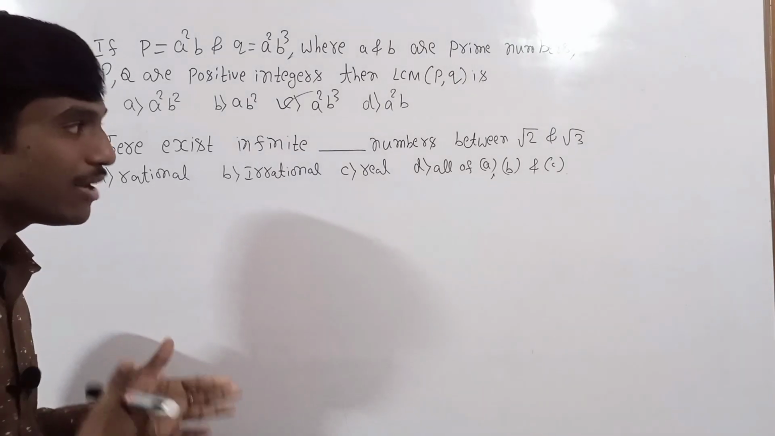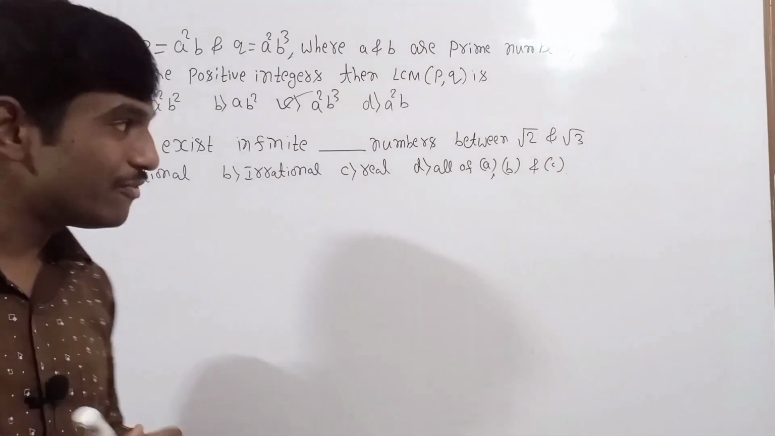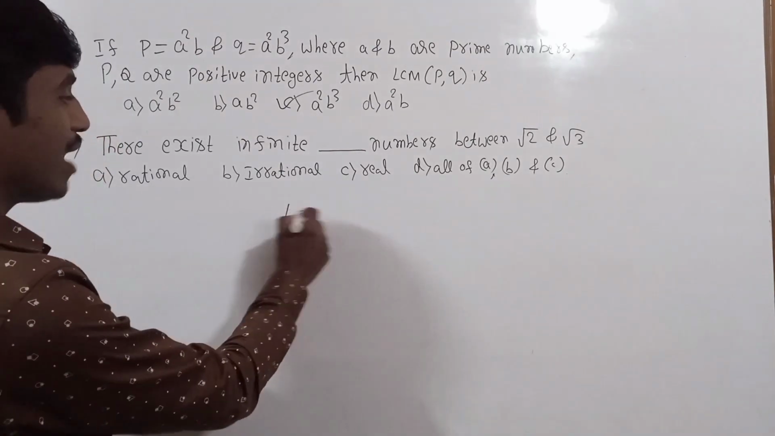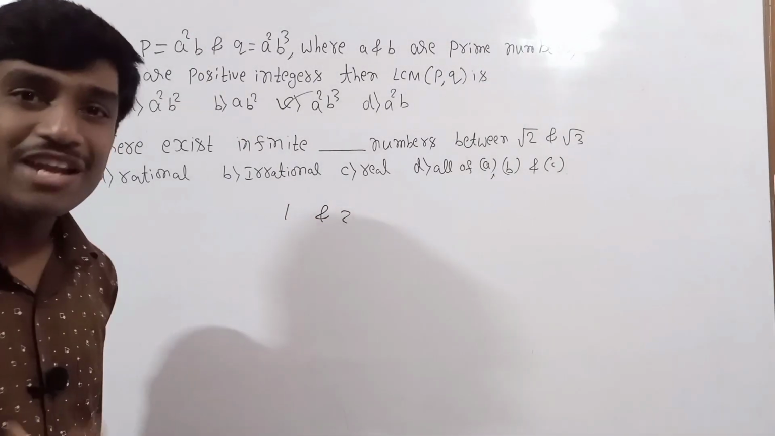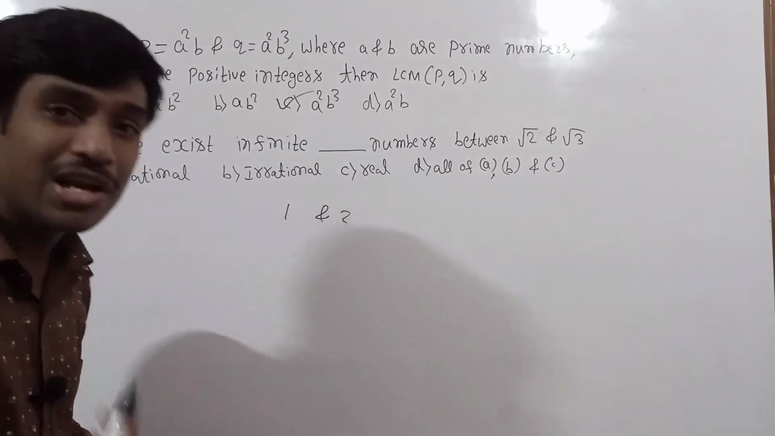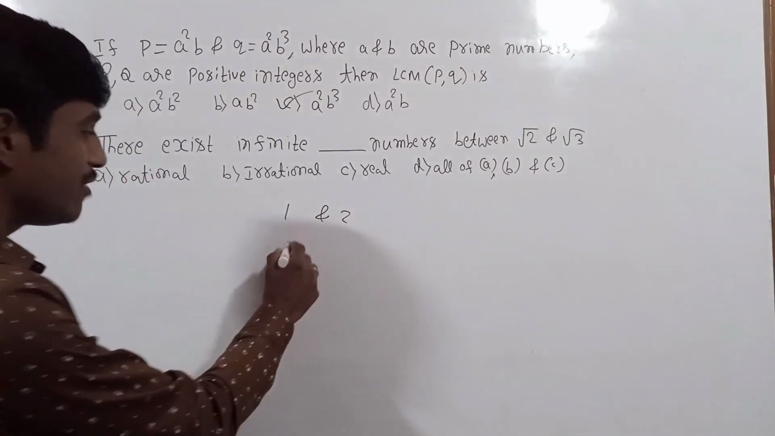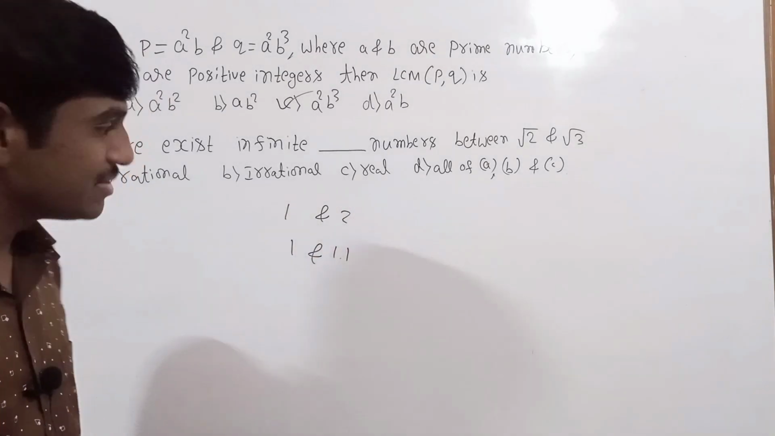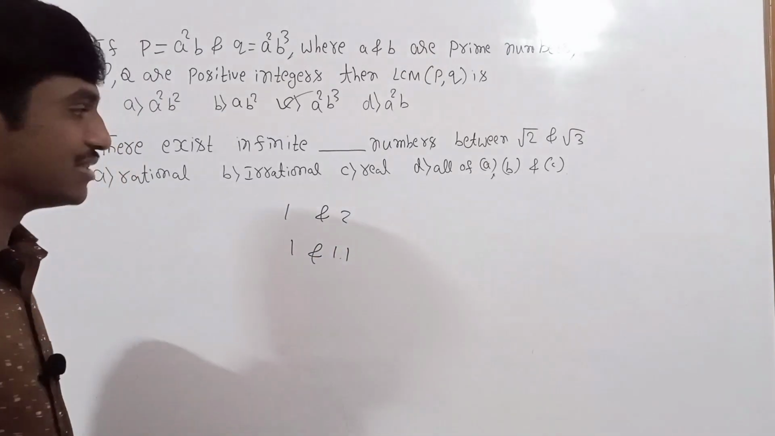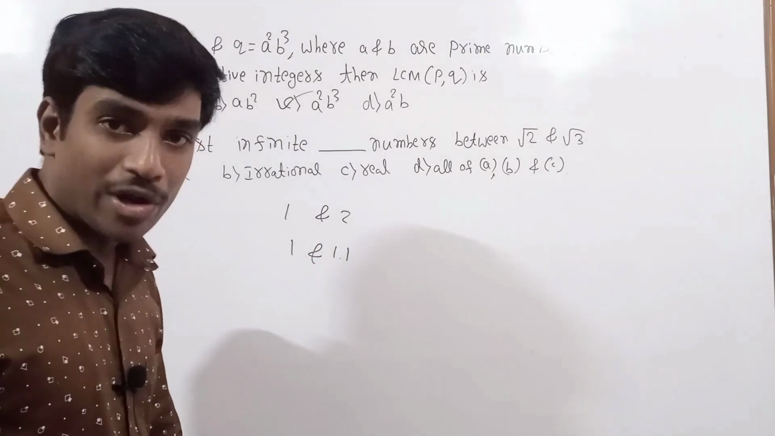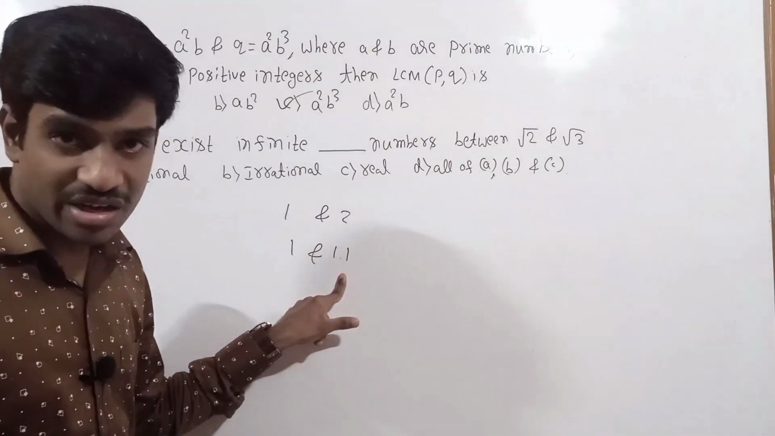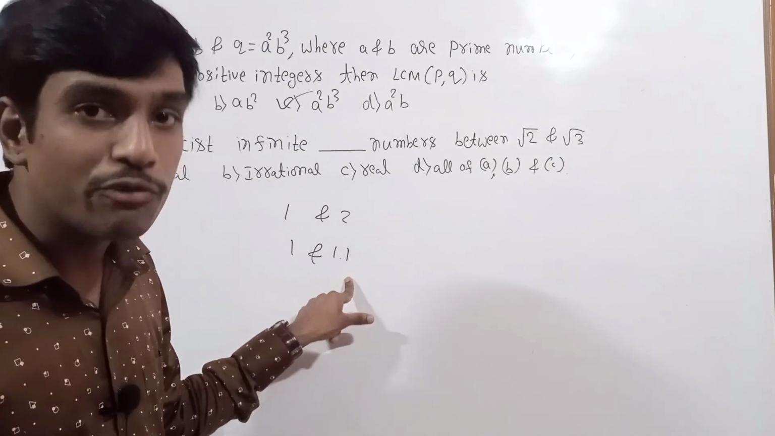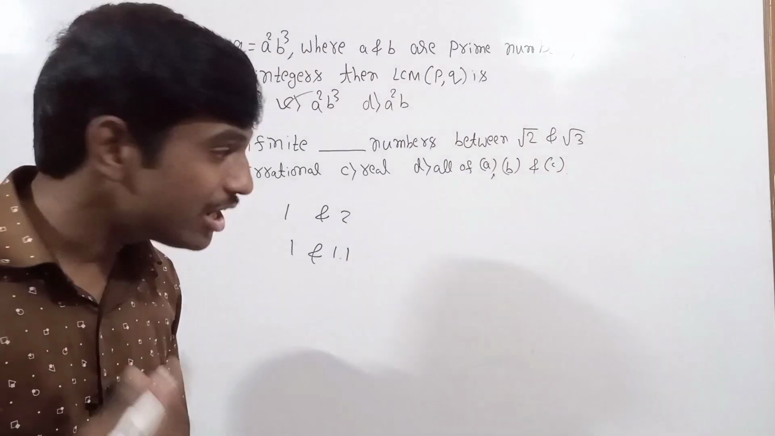So when you get a question like this, you should know the concept that between any 2 points, it doesn't matter whether root 2 and root 3, between 1 and 2, there exist infinite numbers of rational numbers, infinite numbers of irrational numbers. Between 1 and 1.1, there exist infinite numbers of rational numbers and infinite numbers of irrational numbers. So between any 2 points, doesn't matter whether the numbers are rational or irrational, between any 2 numbers, there exist infinite rational and infinite irrational numbers.